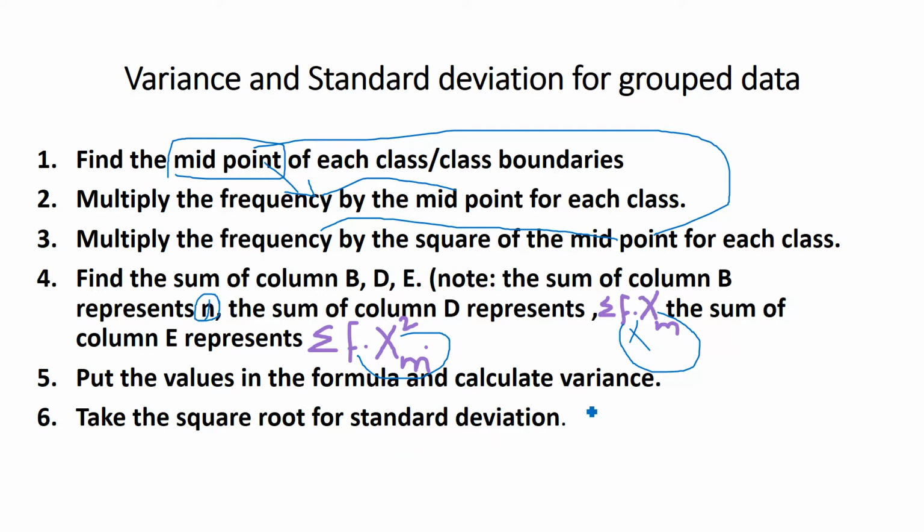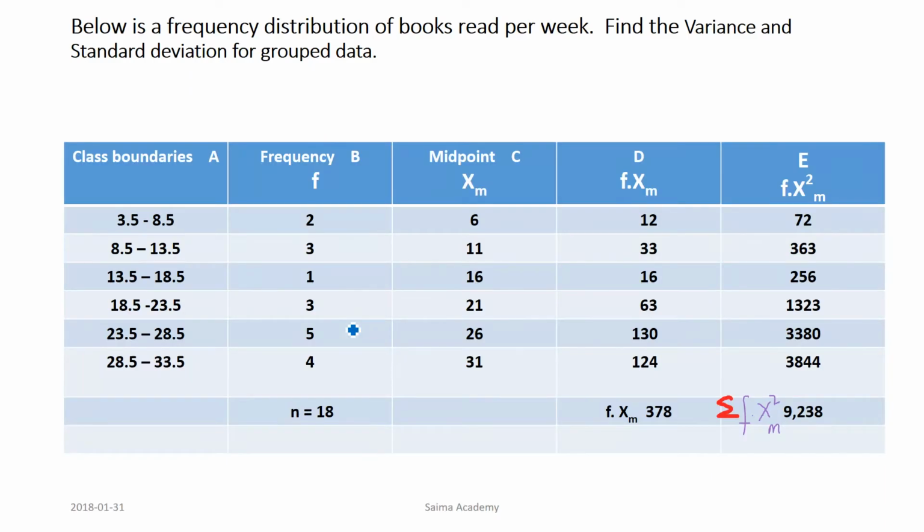So I will show you, if you have data available in the form of groups, how you can calculate the variance and standard deviation. Just keep in mind the above 6 steps. The first column represents the class boundaries or classes. In this question we have class boundaries, and the boundary is from 3.5 to 8.5, then 8.5 to 13.5. If someone asks you what is the class limit of the first one, then you have to say 4 to 8.